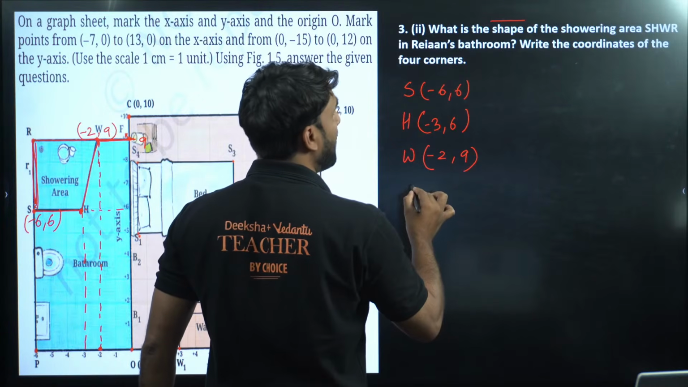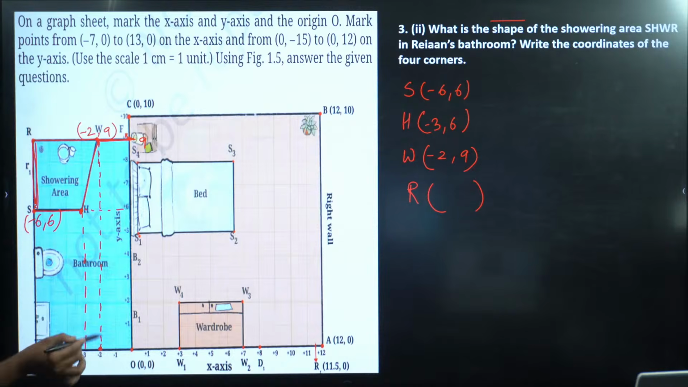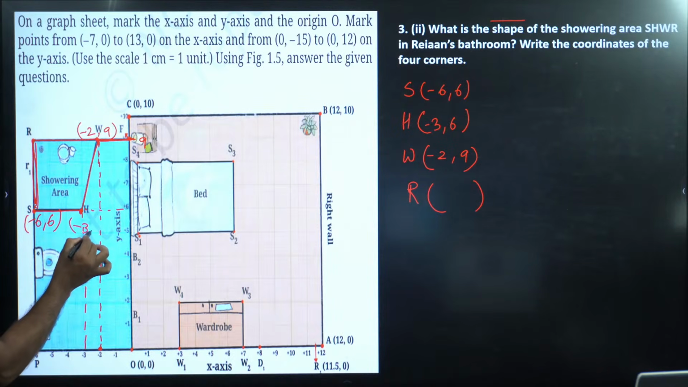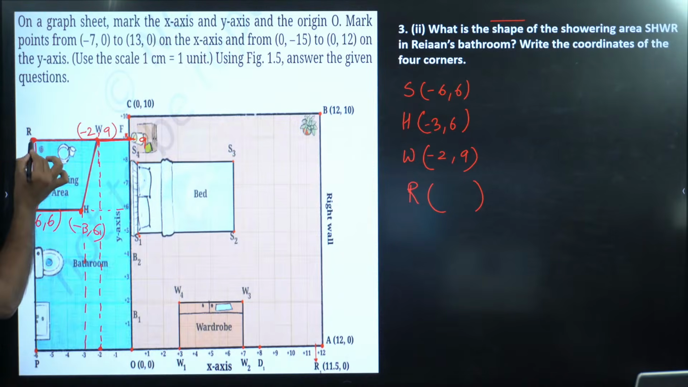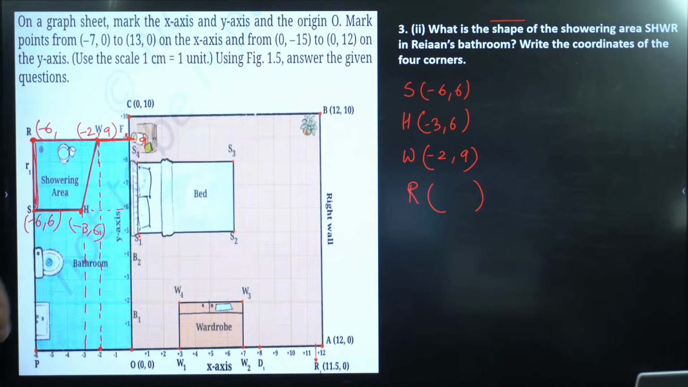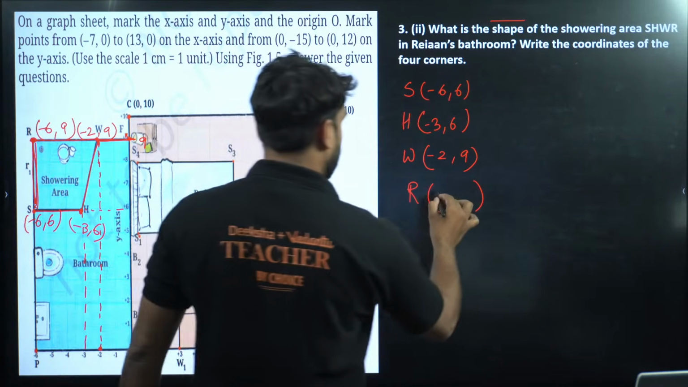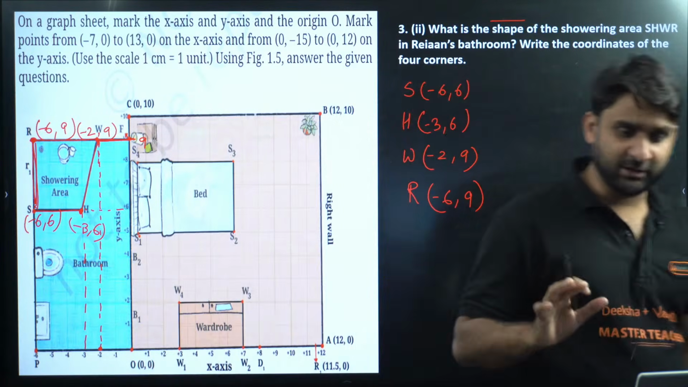Now moving to R. What will be R coordinate? Where is R? This is R here. So for this coordinate R, x is minus 6 and y will be here, 9. So this will be minus 6, 9. These are the coordinates. I hope everything is clear to you all.